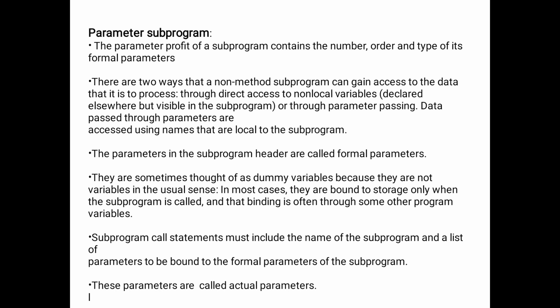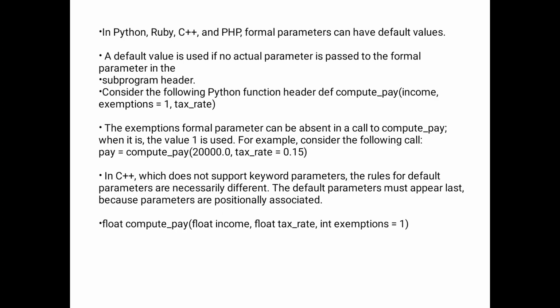These parameters are called actual parameters. The binding means the formal parameters of the subprogram take on the actual parameters. In Python, Ruby, C++, and PHP, formal parameters can have default values. A default value is used if no actual parameter is passed to the formal parameter in the subprogram header.